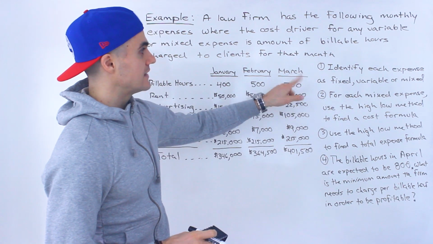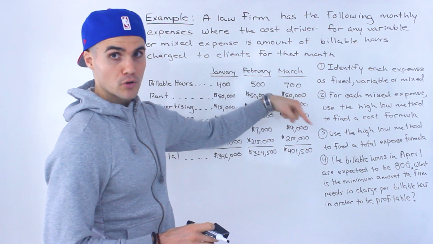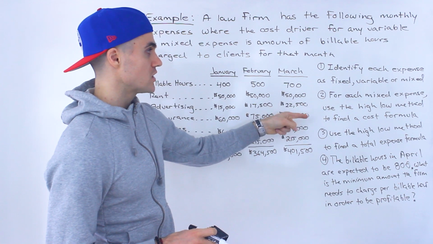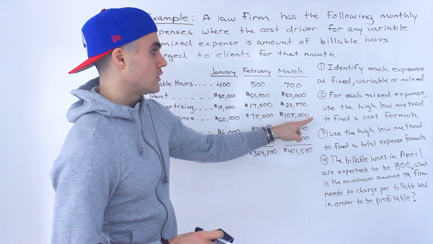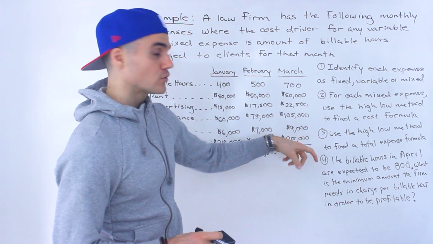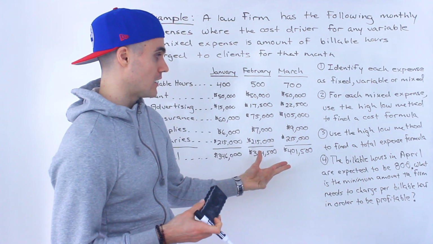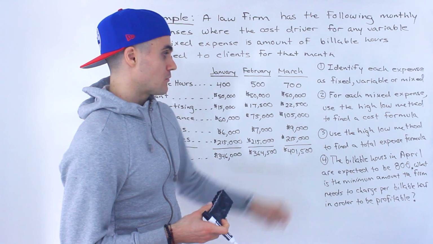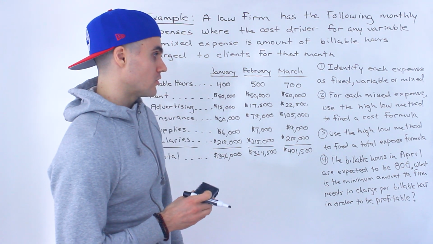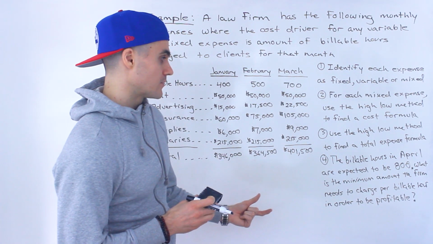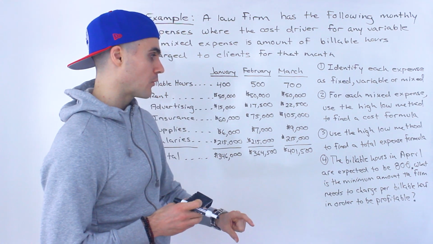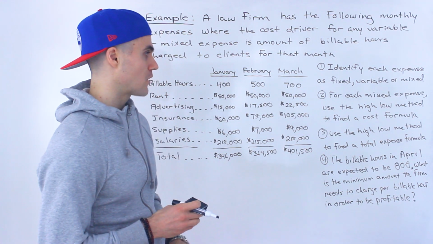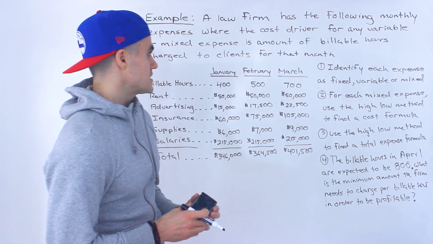Number 1, we have to identify each expense as fixed, variable, or mixed. Number 2, for each mixed expense, use the high-low method to find a cost formula. Number 3, use the high-low method to find a total expense formula. And then number 4, the billable hours in April are expected to be 800. What is the minimum amount the firm needs to charge per billable hour in order to be profitable? All right, so let's get started.